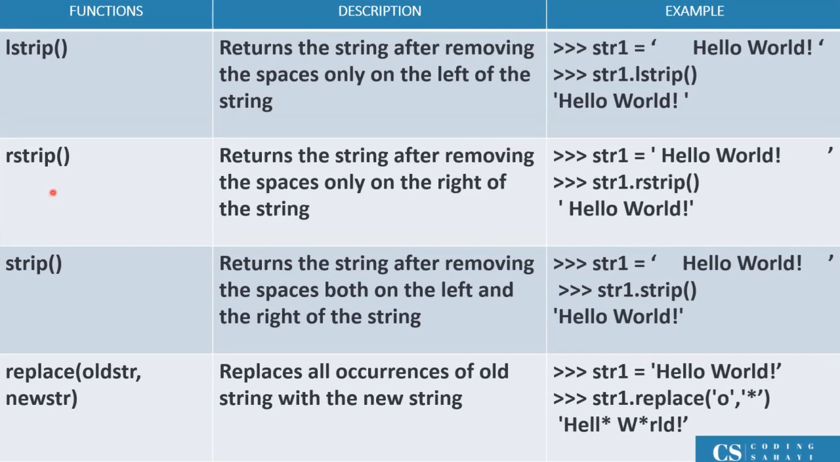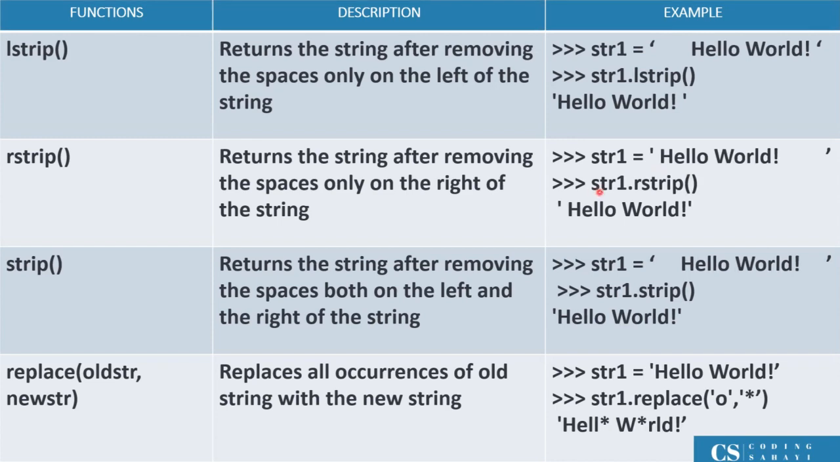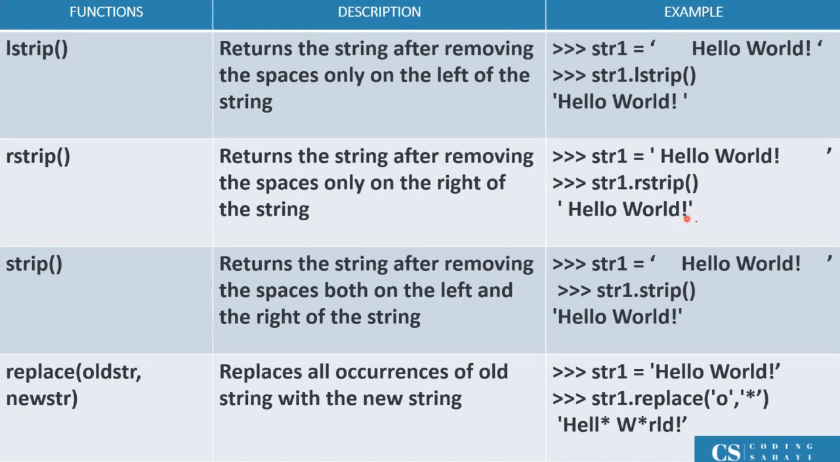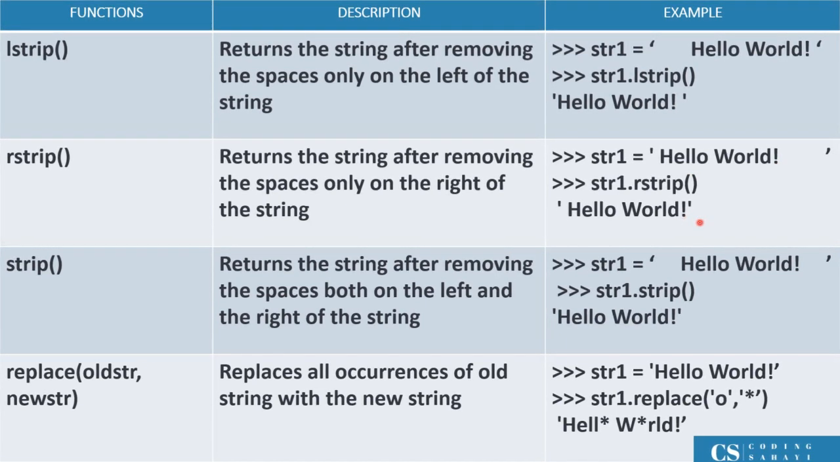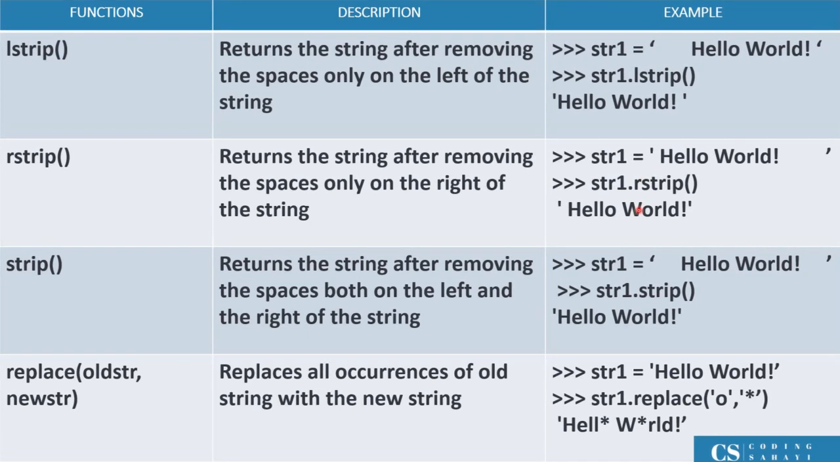So what is rstrip? Rstrip means it returns the string after removing the spaces only on the right of the string. That means here we have str1 is equal to hello world and here I am giving a lot of spaces. Then I am writing str1.rstrip. So up to this exclamation mark it will take and the spaces on the right side will be removed. If you have some spaces on the left side, that will not be removed in rstrip.